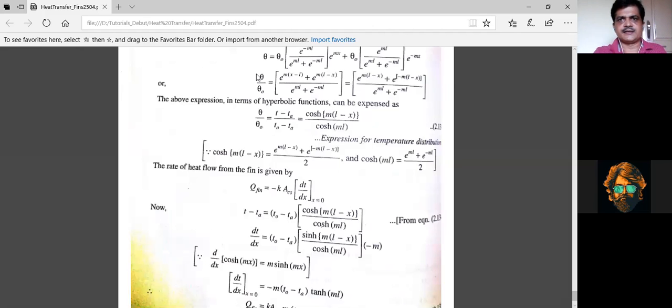What is that confusion? I will tell you. So we will get some equation: theta by theta naught, that is (T minus Ta) by (T naught minus Ta), equal to... see, these are hyperbolic functions. This is very important. So this equation is a hyperbolic function for cos. Okay, so T minus Ta is equal to the above equation.